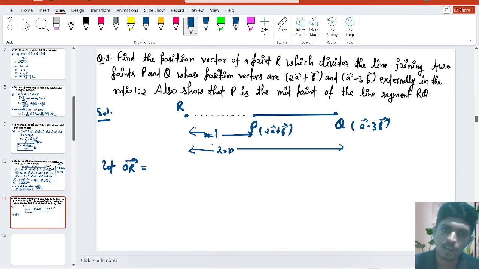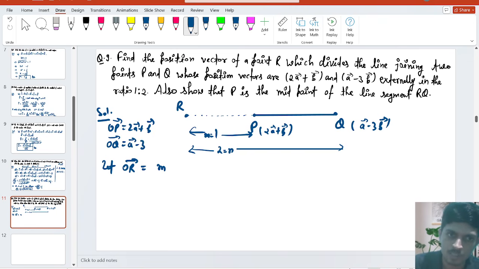So vector OP, the position vector of point P, is 2 vector A plus vector B, and the position vector of point Q, vector OQ, is vector A minus 3 vector B. I hope it is clear to you. So we need to find the position vector of point R.